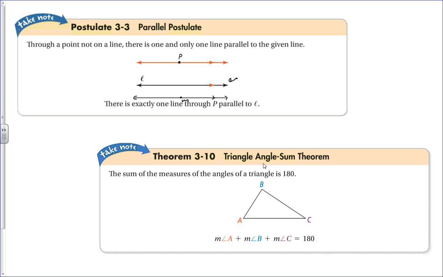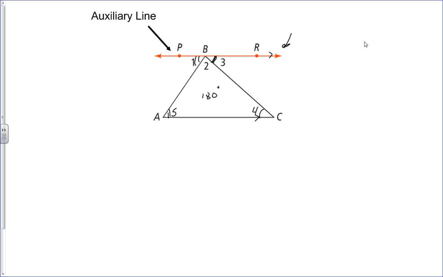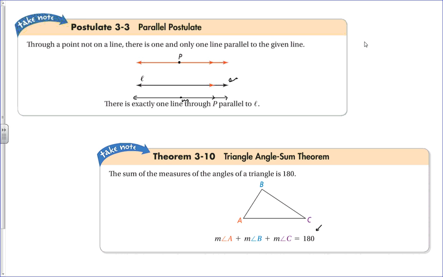Alright, then here's the triangle angle sum theorem. This is probably the easiest theorem you'll ever encounter. It says the sum of the measures of the angles in a triangle is 180. So measure of angle A plus the measure of angle B plus the measure of angle C will always equal 180. It was supposed to be an arrow. I don't know what happened. It will always equal 180 degrees. That's basically what we proved here with the auxiliary line using alternate interior angles. We proved that the angles of a triangle will always add up to 180 degrees.